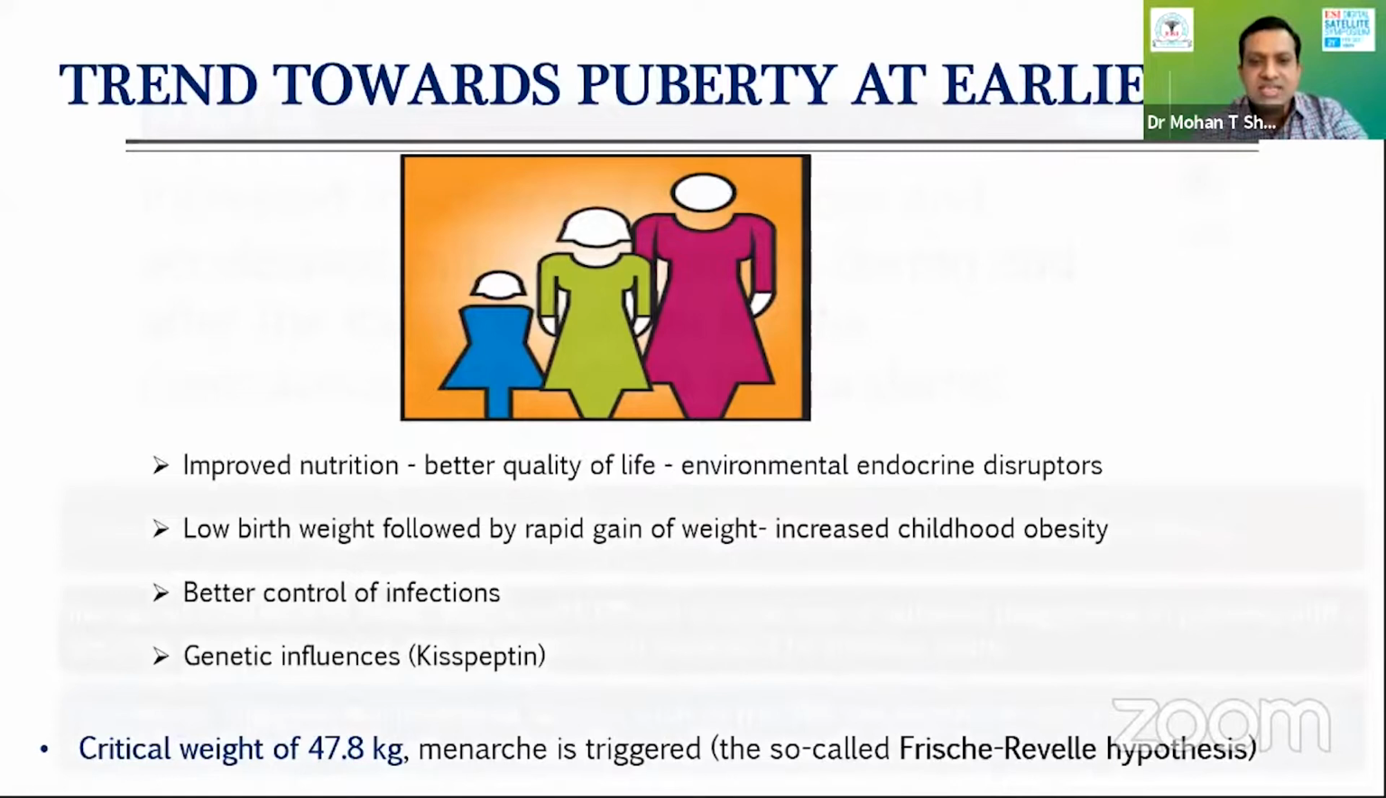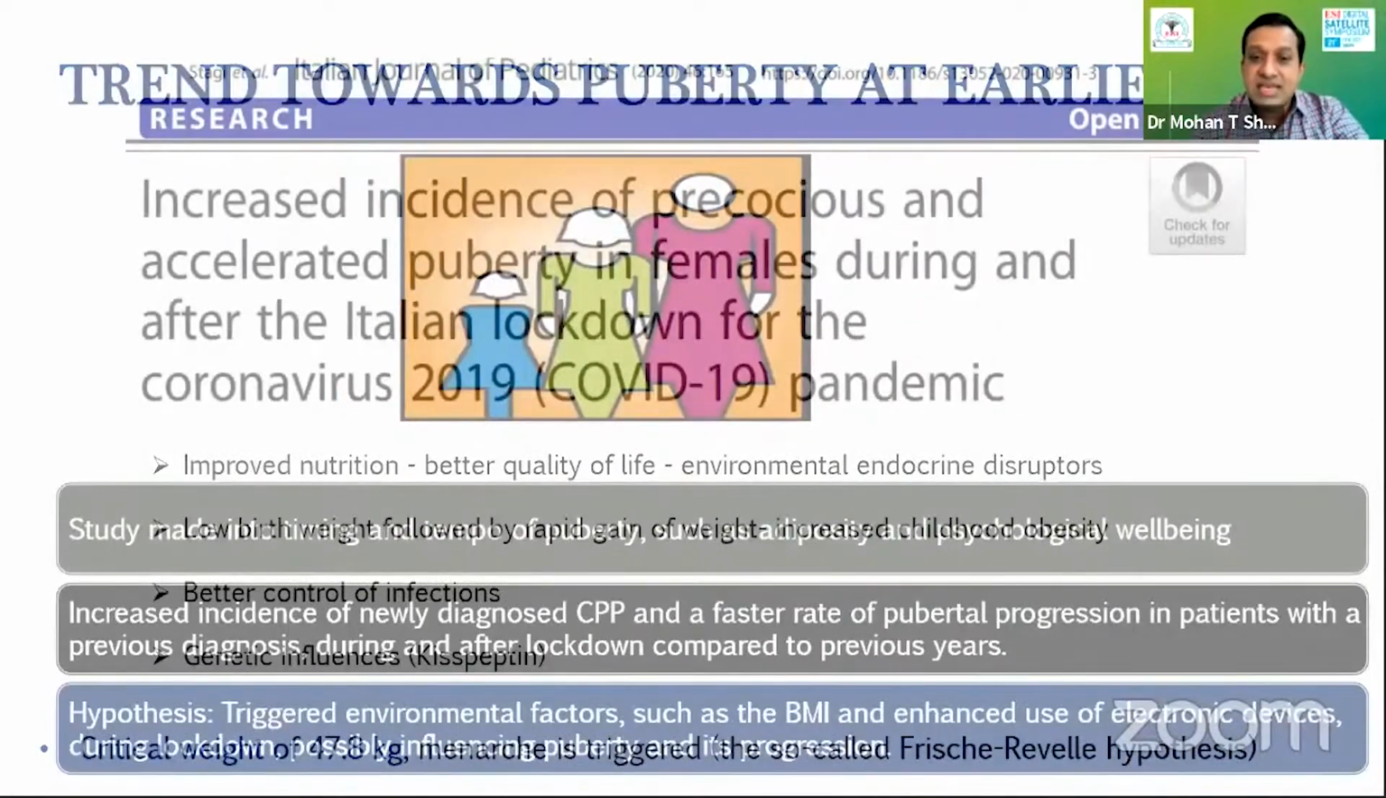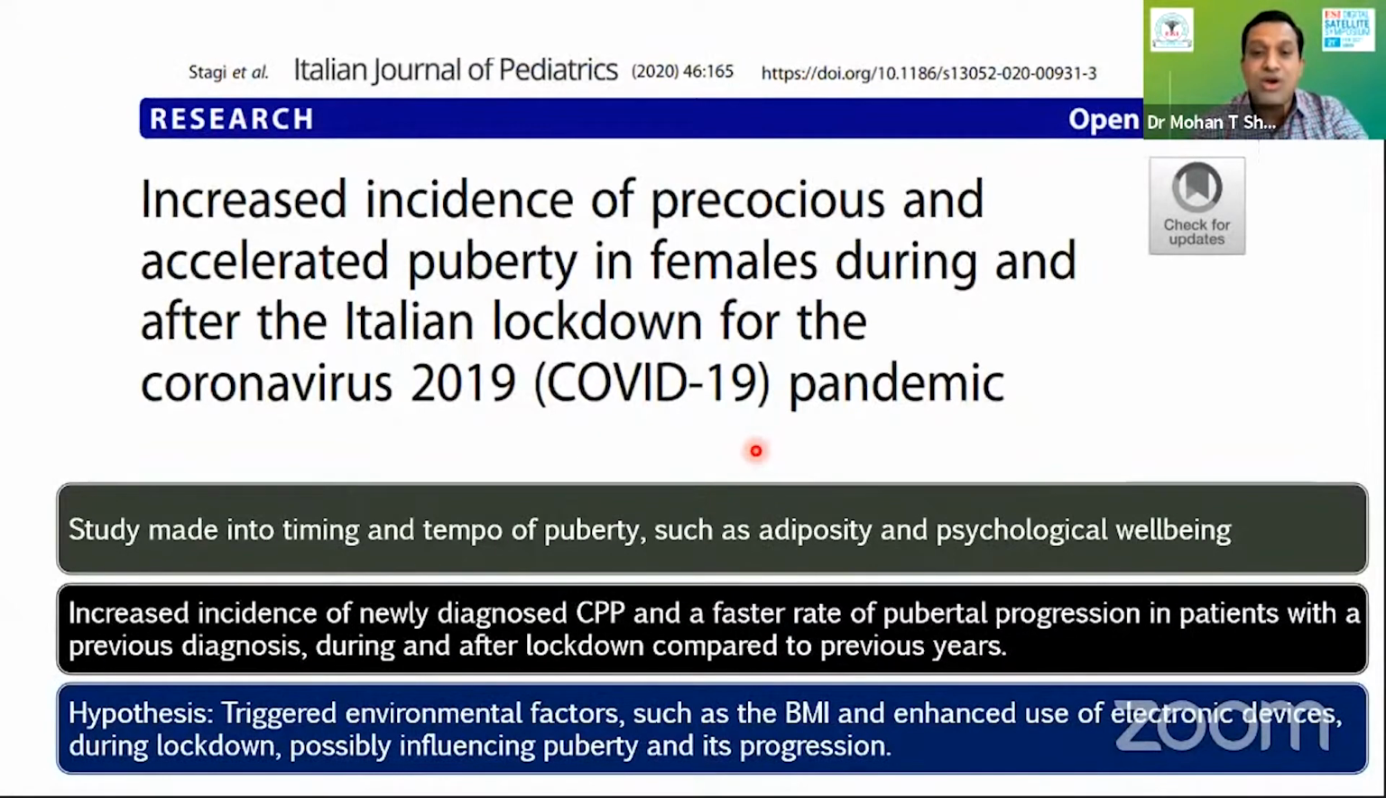So this is an interesting article I just alluded to when preparing the slides. It was published in the Italian Journal of Pediatrics. There was an increased incidence of precocious and accelerated puberty in females during and after the lockdown. And this is actually a paradox because we don't know the previous data. So the increased incidence was actually contributed to by more frequent examination.